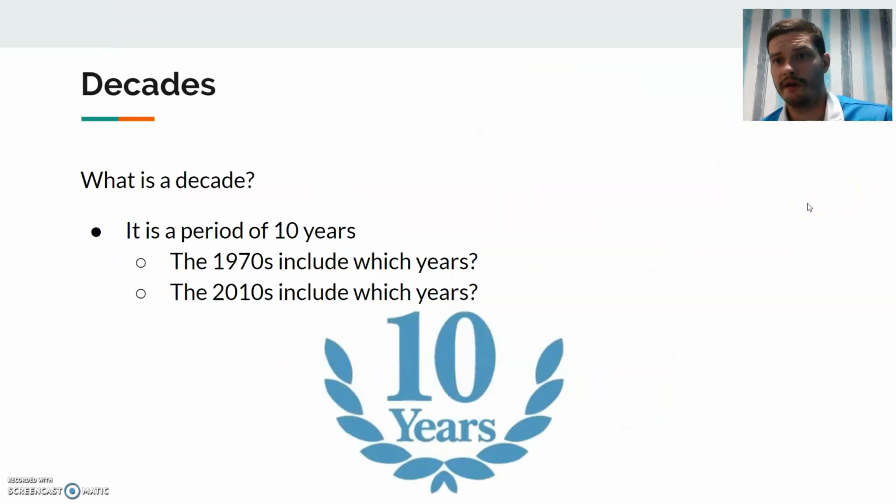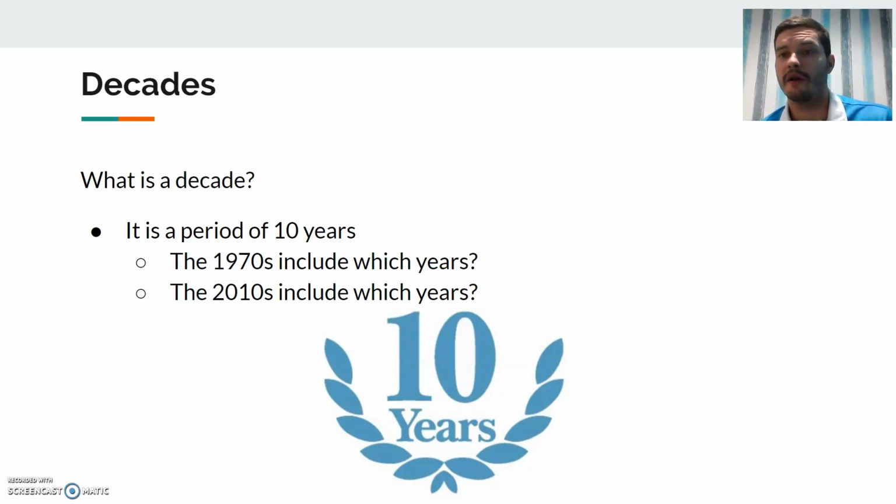Decades. So what's a decade? A century is a period of 100 years. A decade is a period of 10 years. So maybe you'll hear me talk about the 1970s. Probably not in this course because we're not talking about that point in time or those dates. But if you ever hear the 1970s, it's referring to that particular decade, right? Or maybe you'll hear the 2010s. It's referring to that period of 10 years.